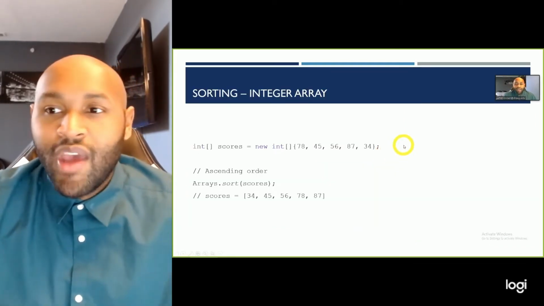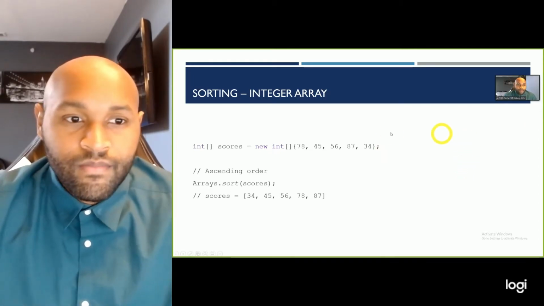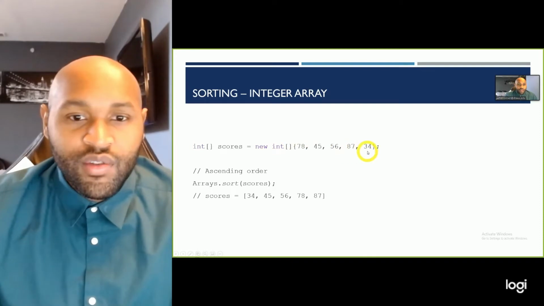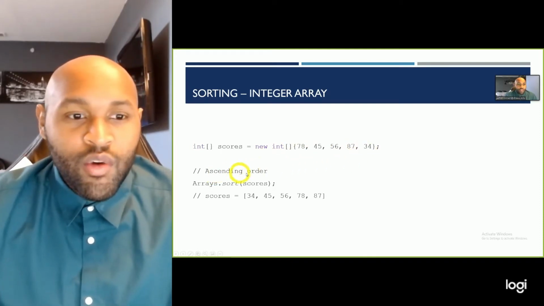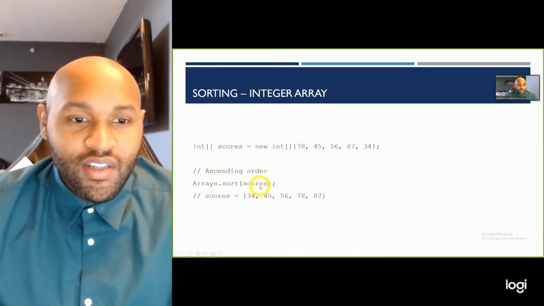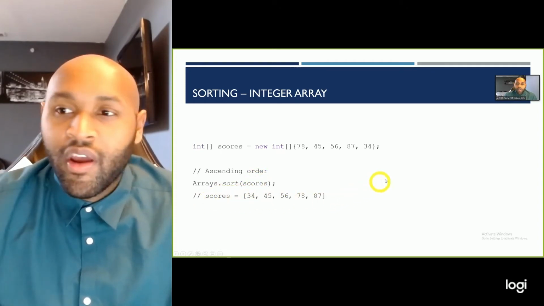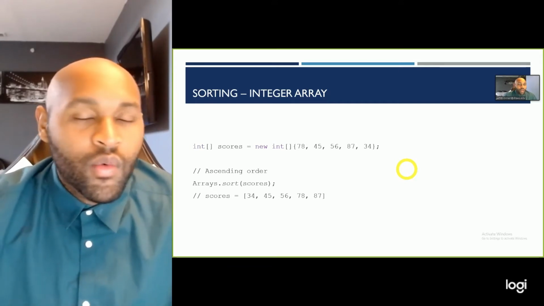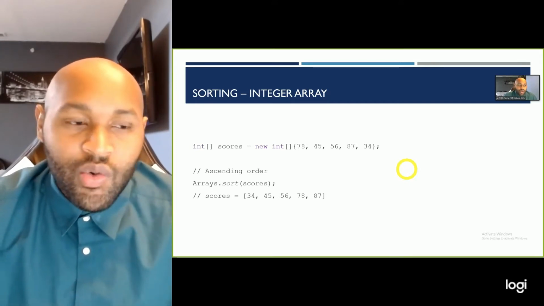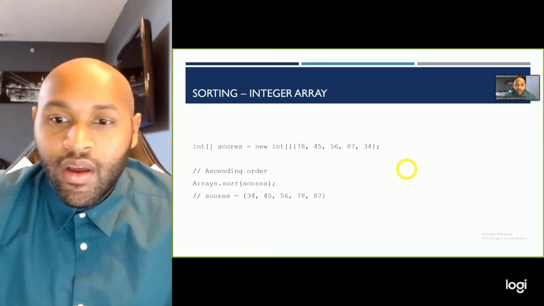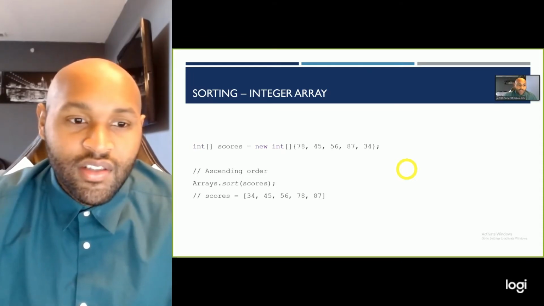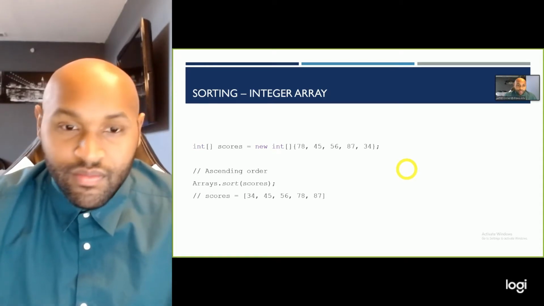So let's say we have an integer array right here. We have int scores equals new int, and then here are all our different scores. If we want to sort this in ascending order, we do Arrays.sort, pass in our scores, and this would sort our array. There is a way of doing it in descending order, but we haven't necessarily talked about it in this class, so we're not going to worry about it right now. If you would like to know how to do it, I can show you, but it's not important for this class.